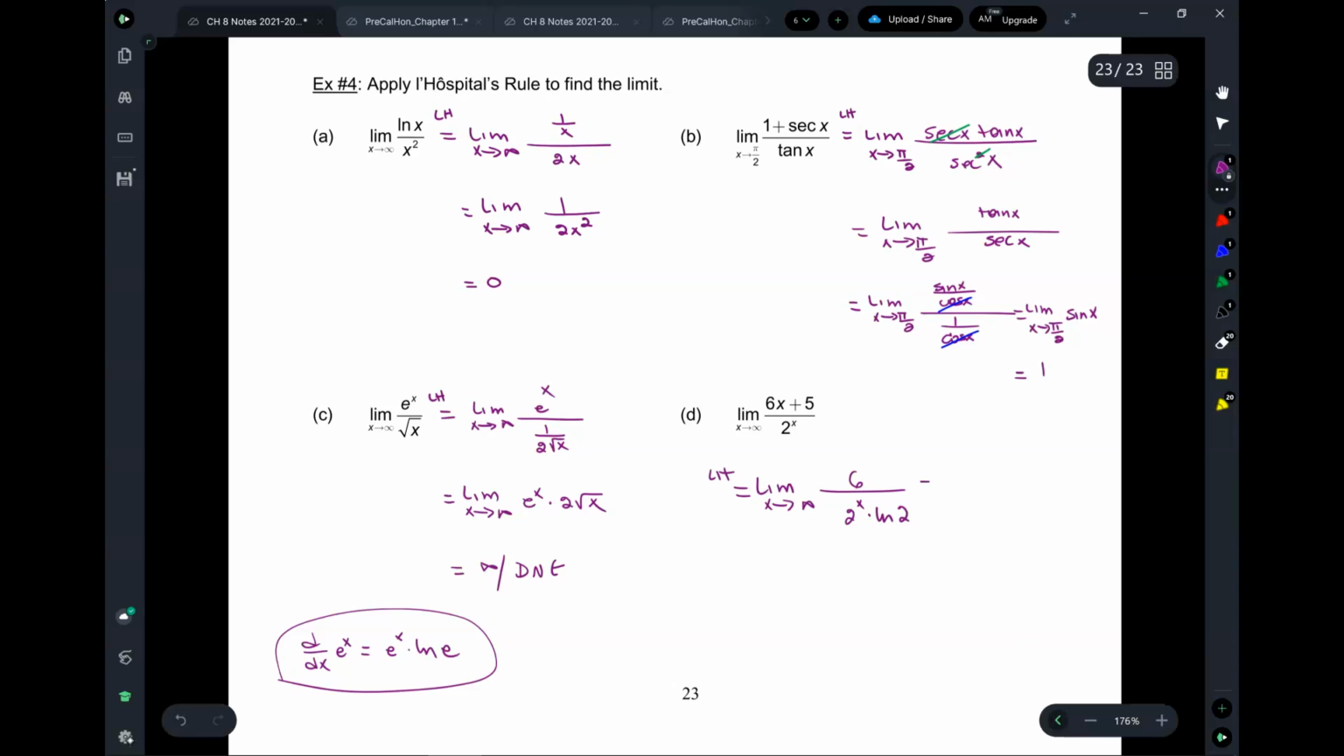So, now we have 6 over 2 to the, a number that's infinitely large, times ln of 2. What do we get? 6 over an infinitely large number, which would be 0. Yay. And this was L'Hopital's rule. Good old L'Hopital.